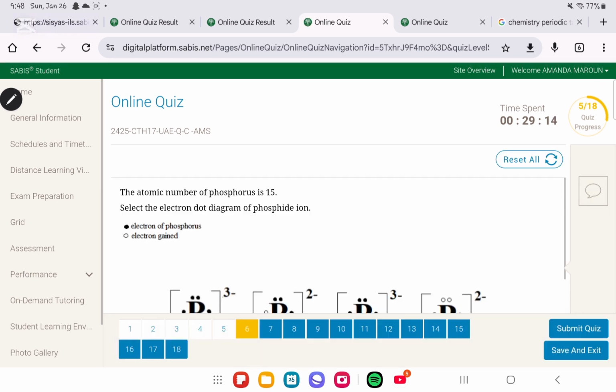So we move on to question number 6. The atomic number of phosphorus is 15. Select the electron dot diagram of the phosphide ion. Again, the phosphide ion has the noble gas configuration.